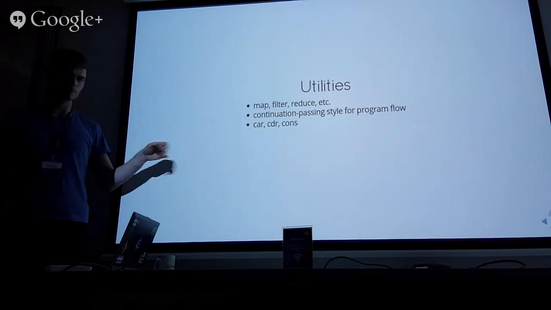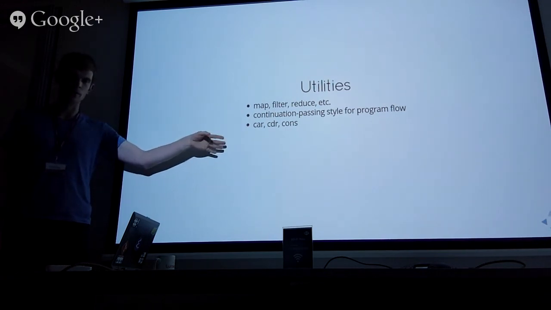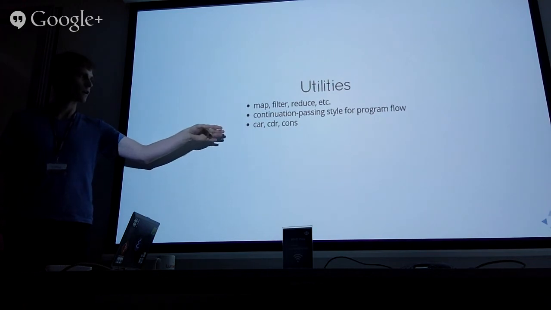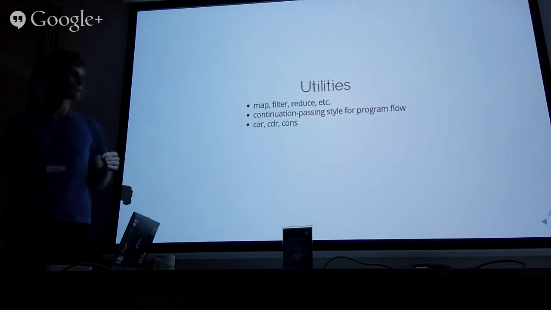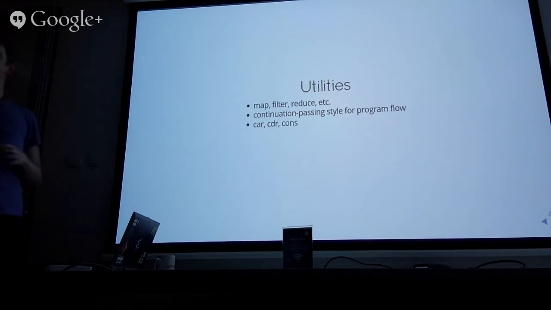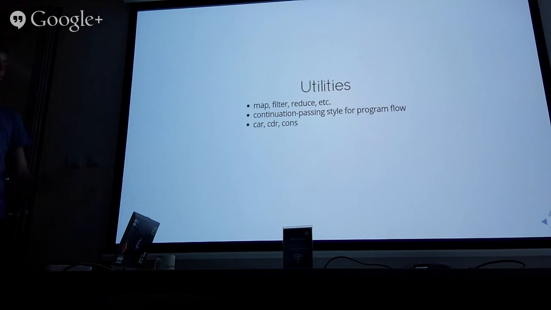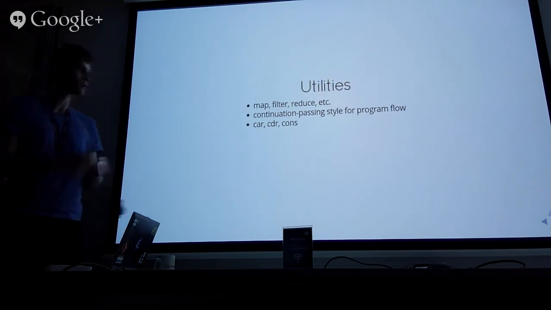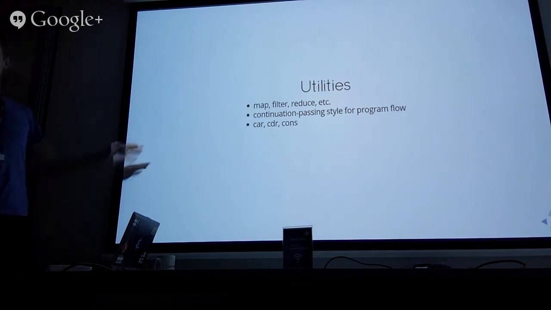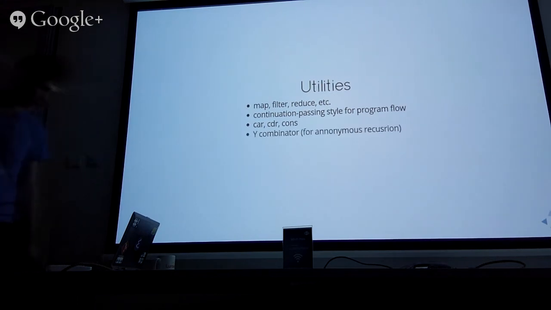Actually, it's an abbreviation: contents of the address register and contents of the decrement register. When Lisp was invented, there were these very, very powerful computers which had a few bytes of random access memory or anything. So these were actually names of the registers which were used for the construction of a list. So car, cdr is head, tail. Okay, so it's quite clear.